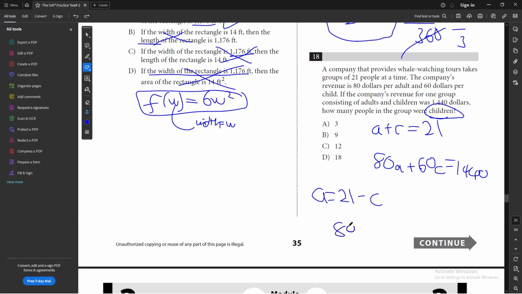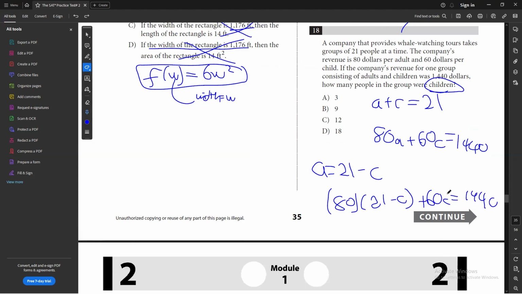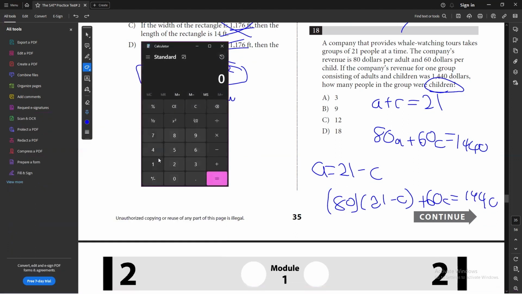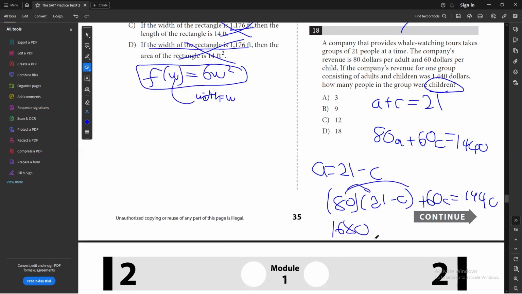Therefore, it's going to be 80 times 21 minus C plus 60C is equal to this number, 1,440. So let's just grab our calculator and find this out. 80 times 21, I'm just distributing this inside. It's 1,680 minus 80C. 80C plus 60C equals to this. So basically negative 80C plus 60C is going to be negative 20C.